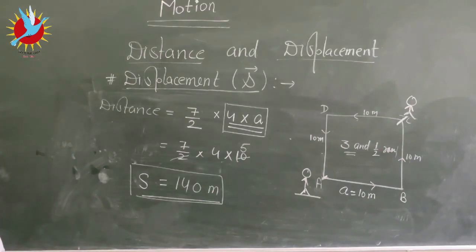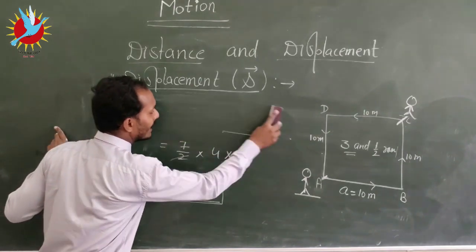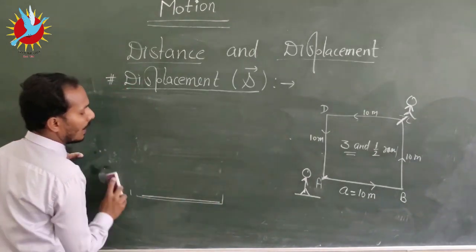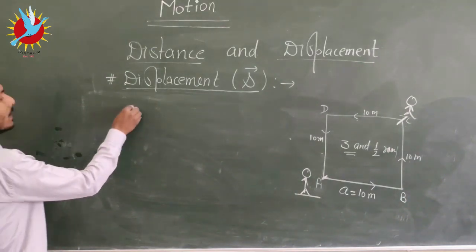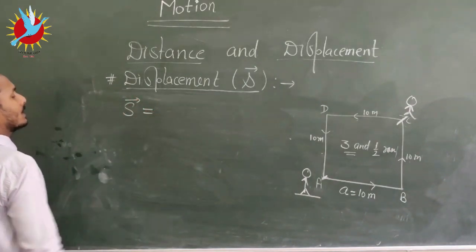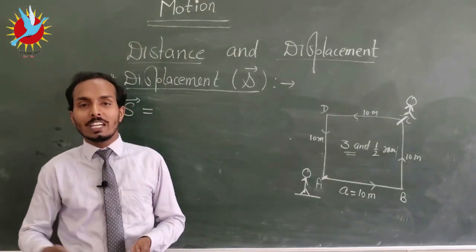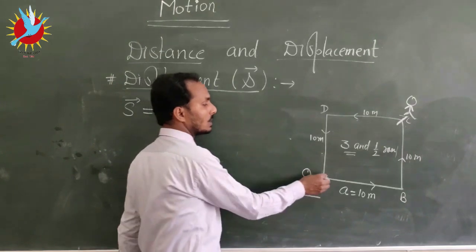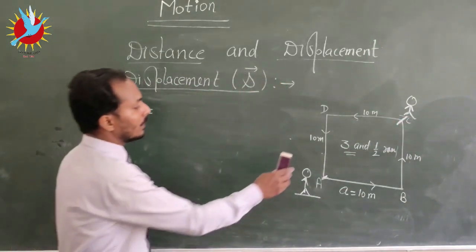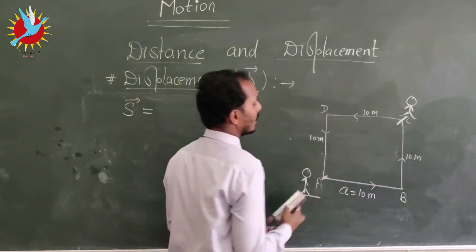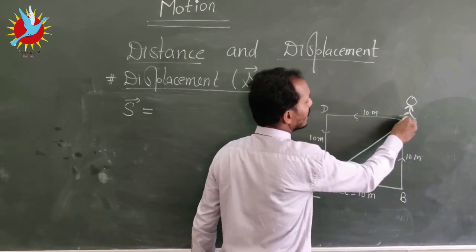Now calculate the displacement. What is the definition of displacement? Shortest path. For straight line paths, this is the initial point and this is the final point. How do we get the shortest path? We get the shortest path in this way: join these points from A to C.